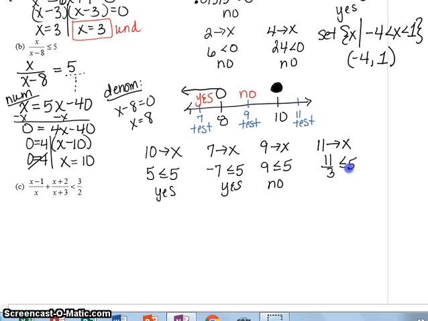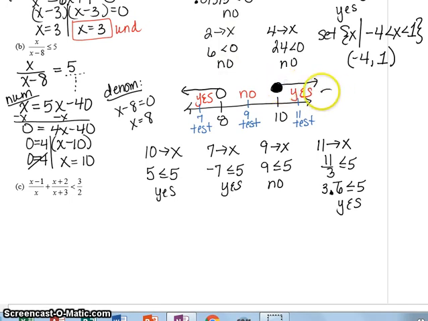Is it less than or equal to 5? 11 thirds is 3.6 repeated. Is it less than or equal to 5? The answer is yes. Okay. So you get a yes up here. What does that mean? All the values to the right of 10 are included.